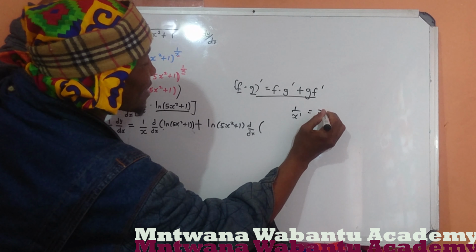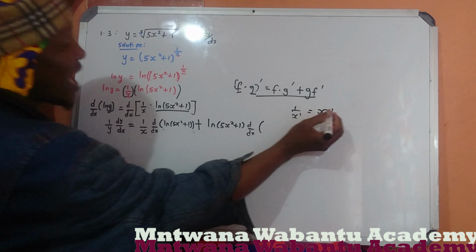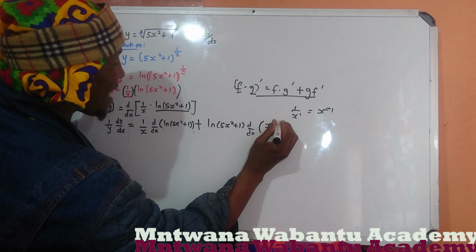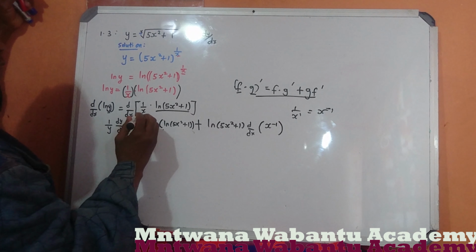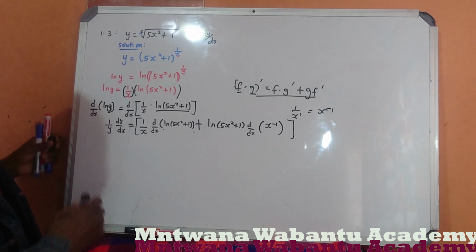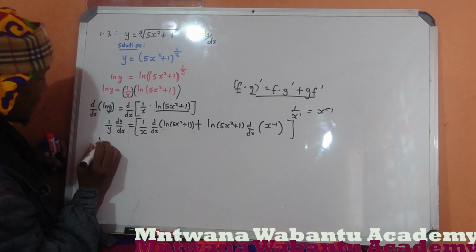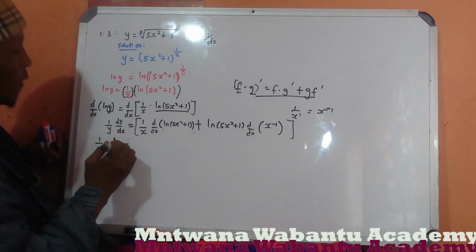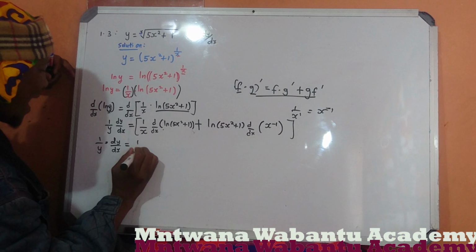So this time you say x power negative 1. Why do that? So you can make my life easy when I differentiate. So this is like x power negative 1. Okay? So now, here we go. So here we're going to have a 1 over y times dy dx equal 1 over x multiply.